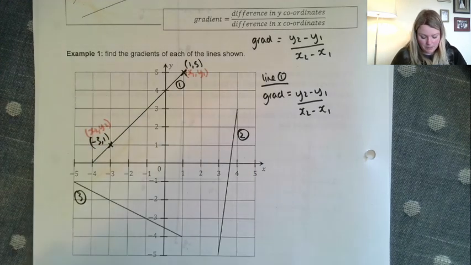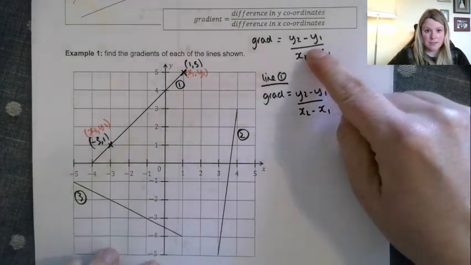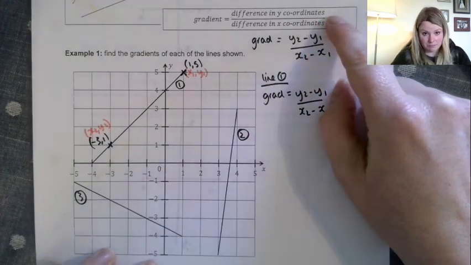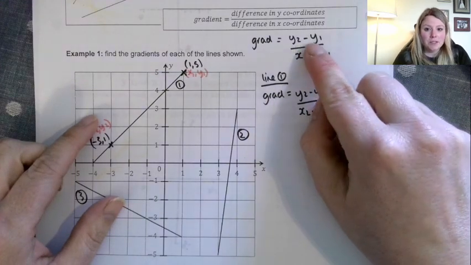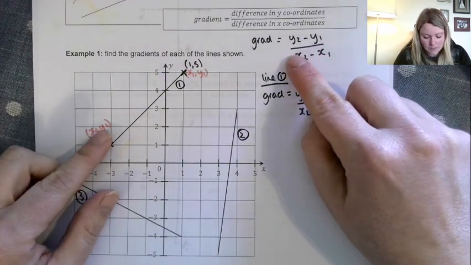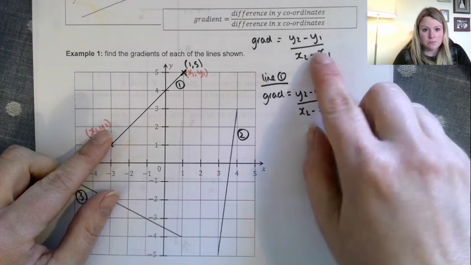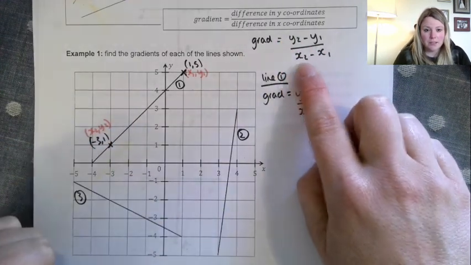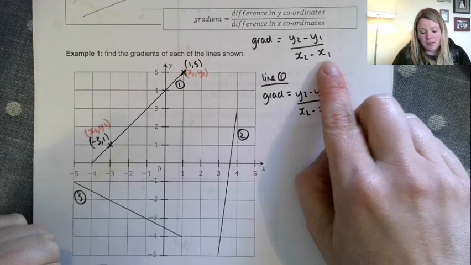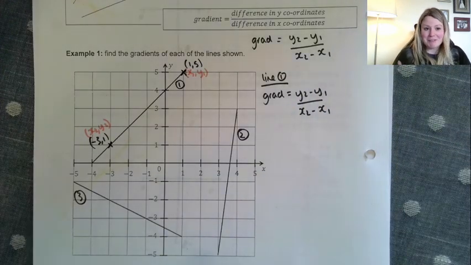Okay? And I just want to show you that this is exactly the same as this. Difference in the y coordinates, that's all I'm doing here. I'm doing y2 take away y1. Difference in the x coordinates, I'm doing x2 take away x1. Oh, I think I've labelled those points the most awkward way ever, sorry. But it'll show us that we still get the same answer no matter what way we do it.